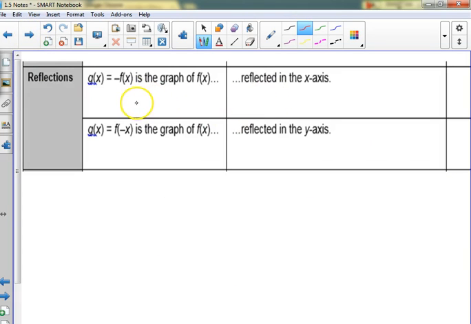So if we had a square root graph as our parent function and we did negative square root of x, that would reflect it over the x-axis. So this one would have been here, and it would now be here. It flips it upside down.